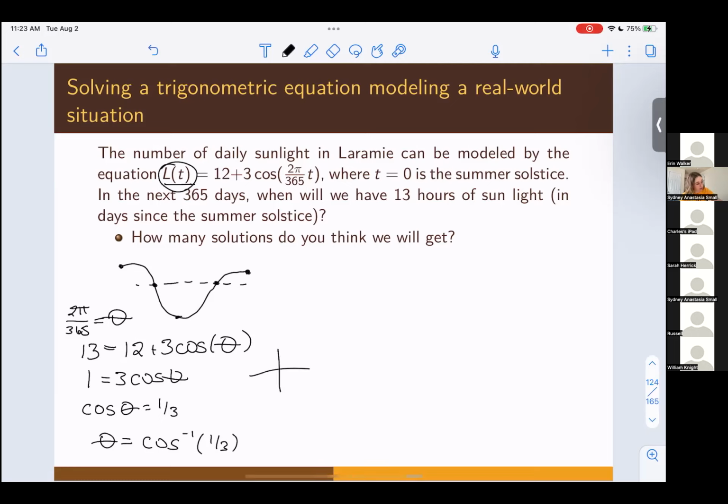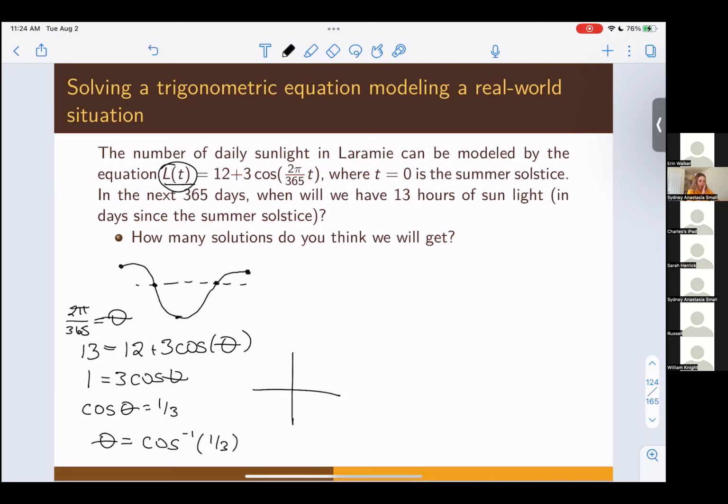Inverse cosine of 1/3, I don't know what that number is, and I honestly don't really want to bother to calculate it because I have all the information I need. We know that that's what our angle is going to be, though. If anyone wants to plug that into their calculator and do it in radians, cool. I'm not going to do that just yet because I don't care about this number. It's not going to be my final answer. All I care about is that I want to find what angle has a cosine of 1/3.